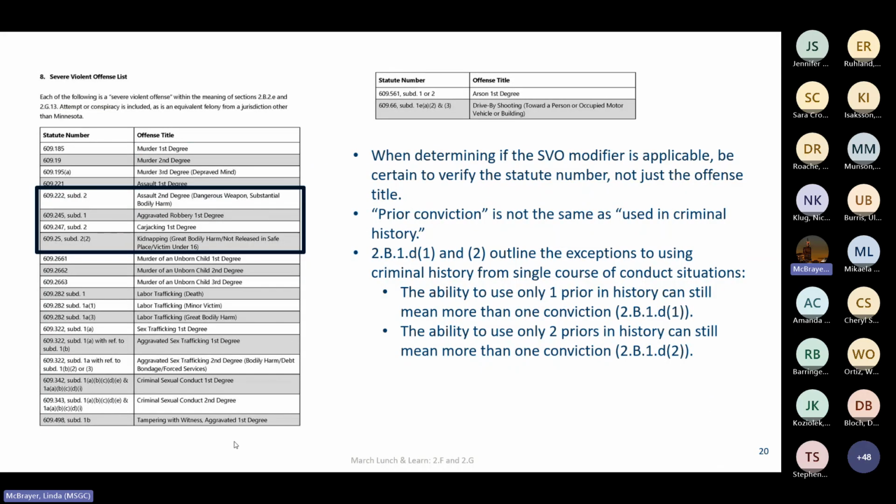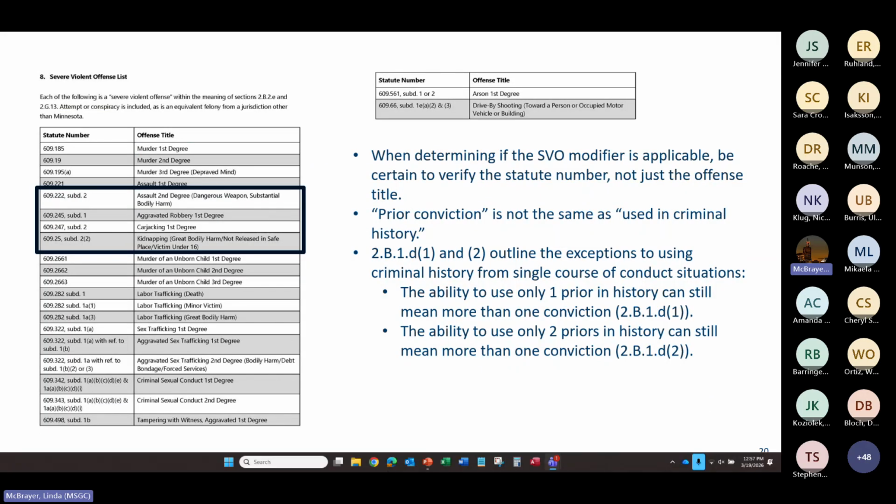The severe violent offense list, again, in Section 8, whenever we're looking at whether a CVO is applicable, you've got to verify that you have the right statute number. Because if you don't, it may not be eligible. And the one I want to point out most importantly is assault second degree. It has to be under subdivision 2, the dangerous weapon, substantial bodily harm, to be an eligible SVO. But the rest of them, as you can see, are here.